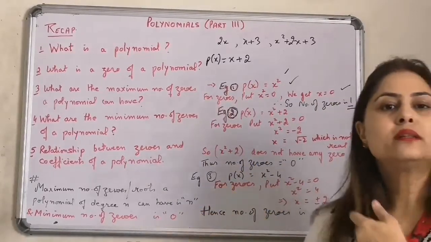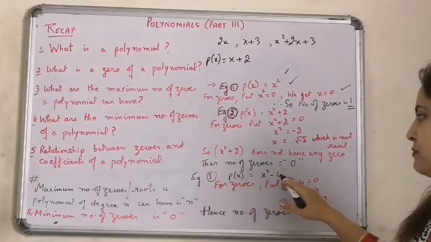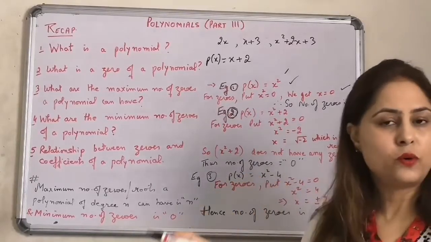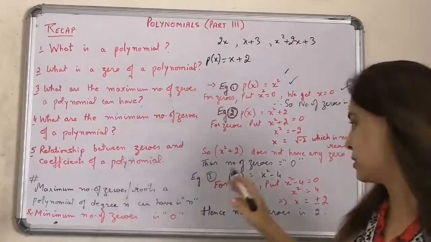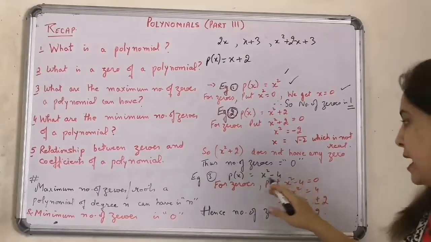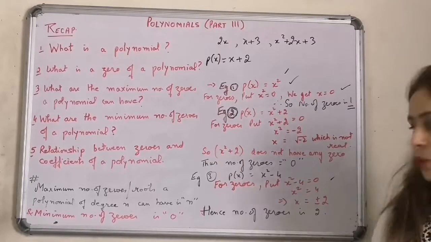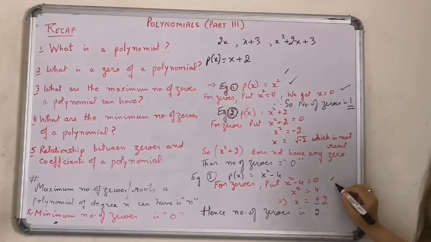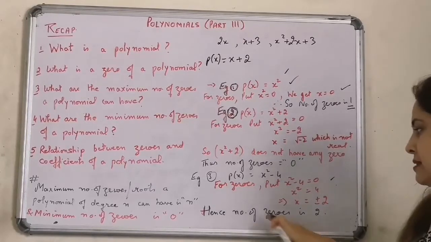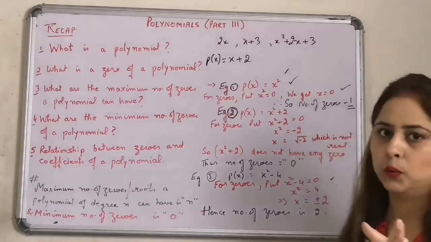So let's come up to the third example. This time I have taken the polynomial as x square minus 4. As you can see, the degree is still 2, and the polynomial p(x) is x square minus 4. For zeros, put x square minus 4 is equal to 0. What do we get? We get x square is equal to 4. So x is going to be plus minus 2. Hence the number of zeros is 2.